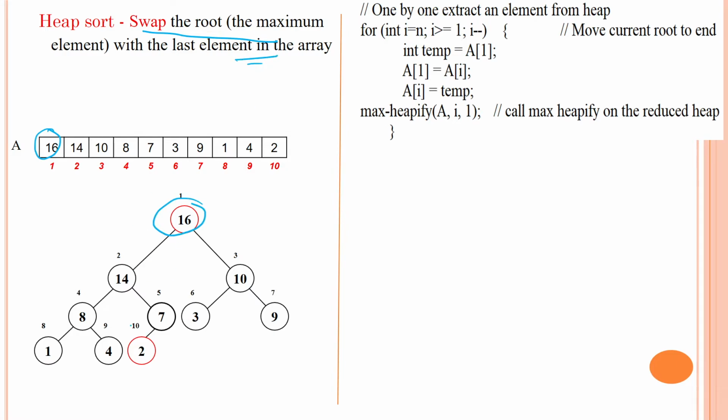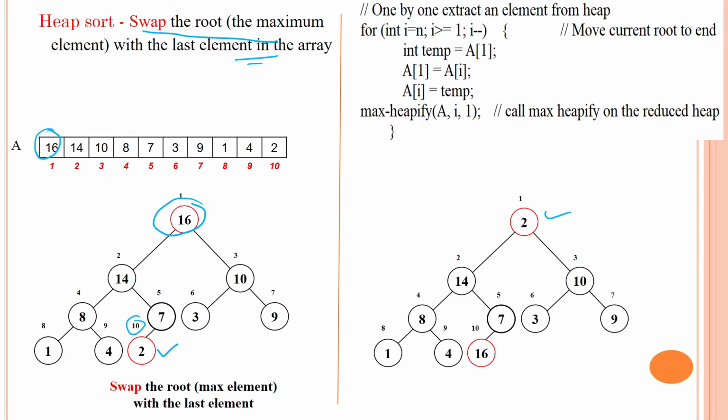So the last index is the 10th index. The 10th index is this one. So we are swapping this. So 2 becomes parent, 16 becomes the last node. After swapping, what we are doing, we are decrementing the I by 1. So automatically the I is here 10. So 10th node will be deleted.